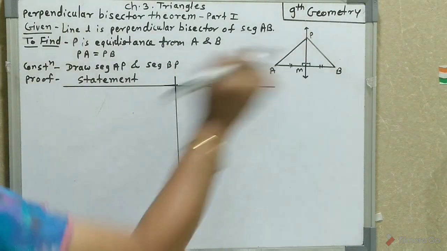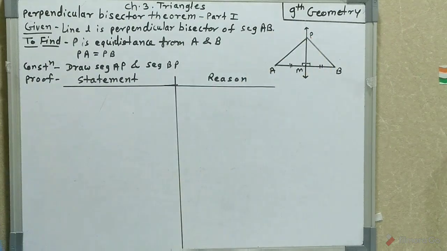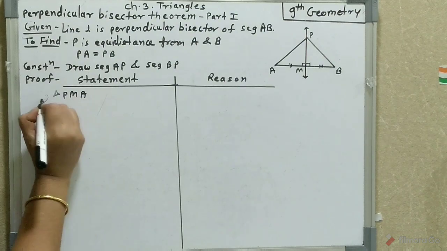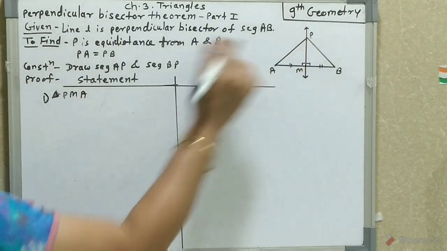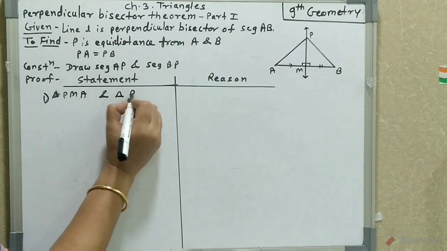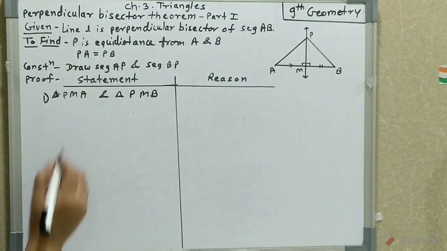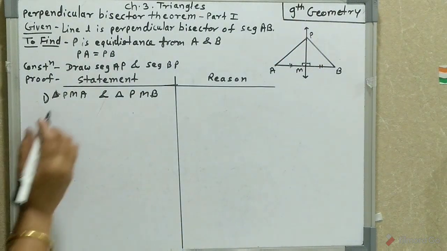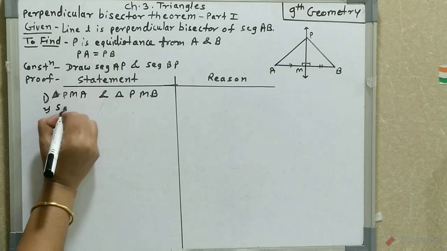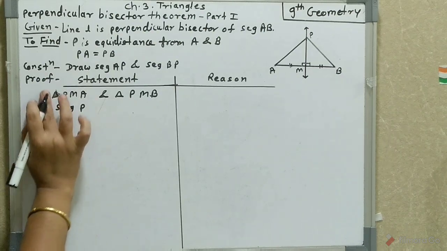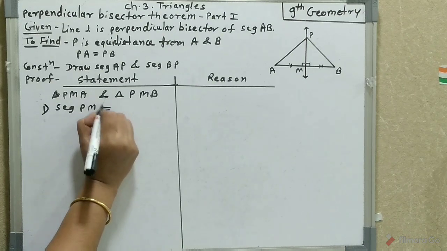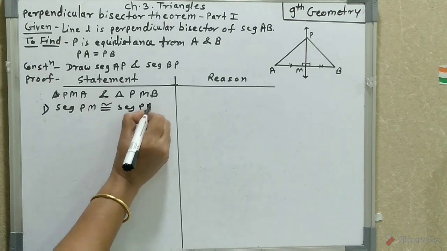Now this perpendicular bisector divides this triangle into two small triangles, that is triangle PMA and triangle PMB. Okay. Now in these triangles, PM is a common side. So we write here segment PM. Here we write statement number 1: segment PM congruent to segment PM, common side.